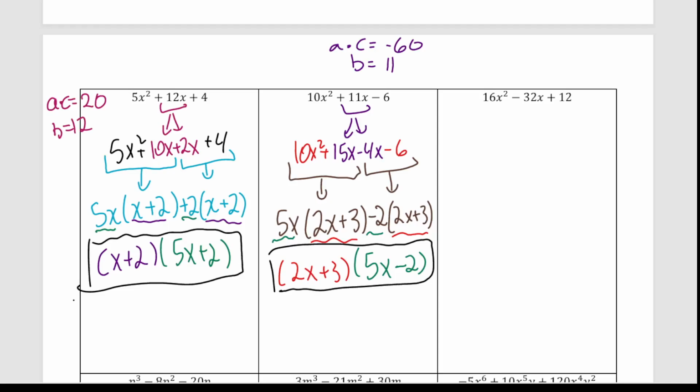For this next one, be nice to yourself. If there's a greatest common factor between all three terms, pull that out, which in this case is going to be 4. 16x squared divided by 4 will leave us with 4x squared. Negative 32x divided by 4 will leave us with minus 8x. 12 divided by 4 will leave us with plus 3.